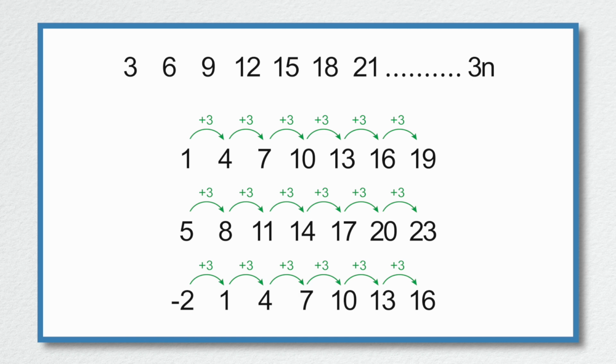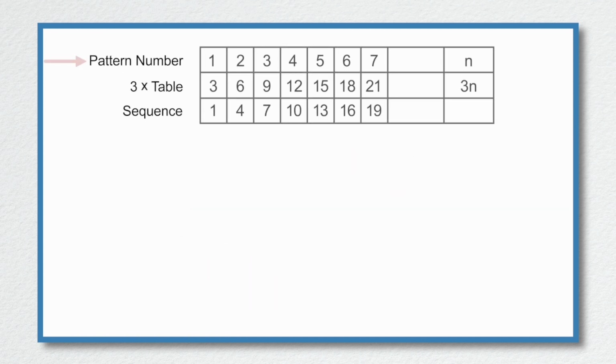So for each sequence, I'm going to put this out in a table. Here is the pattern number, here's the 3 times table, and here's the sequence. So I need to work out how to get from the 3 times table to the sequence for each term. So to get from 3 to 1, I had to subtract 2. To get from 6 to 4, I subtract 2. To get from 9 to 7, I subtract 2. So for the nth term, to get from the 3 times table, which is 3n, I'm going to subtract 2. And so the nth term of this sequence is 3n subtract 2.